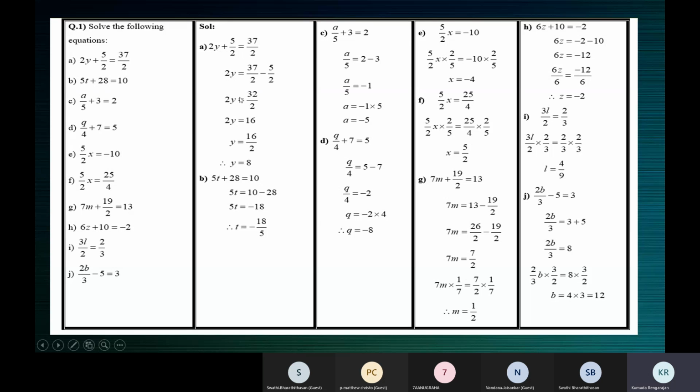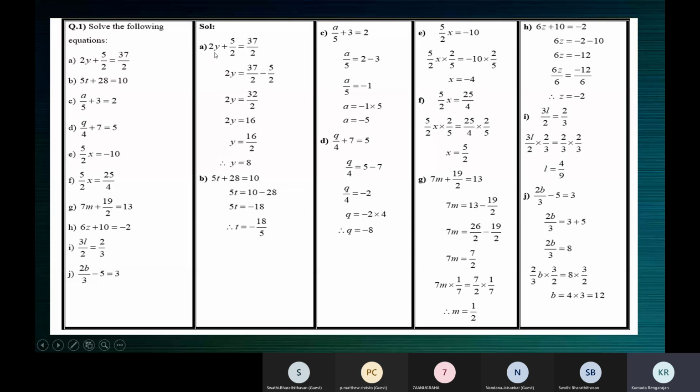So 2y plus 5 by 2 is equal to 37 by 2. We need to transpose plus 5 by 2, which is in the left-hand side. When transposed, that is when it is moved to the right-hand side, it becomes minus 5 by 2. It goes with the opposite sign. See, the idea is the same thing. We need to separate y from the other terms.